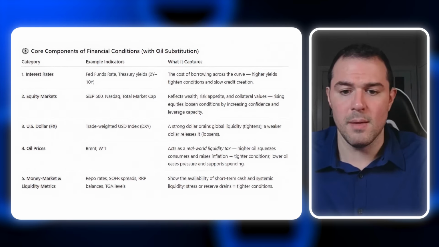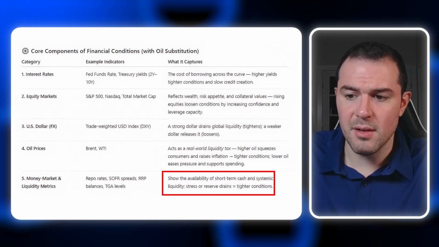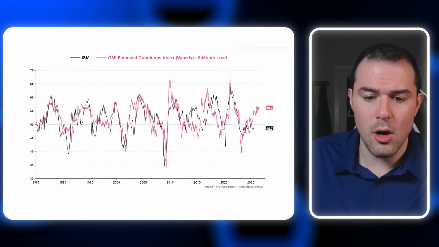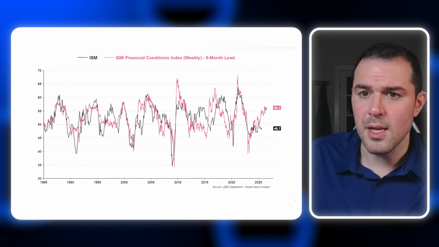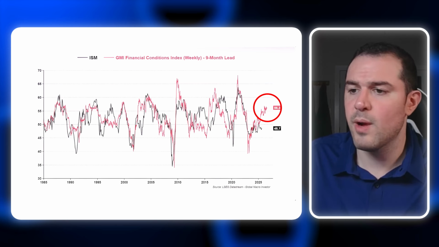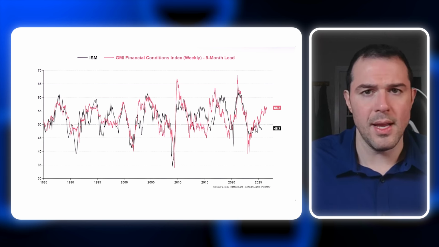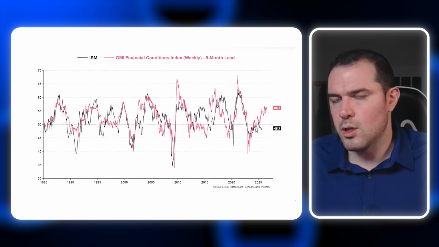We're ending QT. And so the availability of short-term cash is growing, financial conditions are easing. And so we can say with some certainty, even if we don't look at this, this is a good way for you to look at this at home. If you don't have this chart or an indicator in front of you, you can say, what are central banks doing?